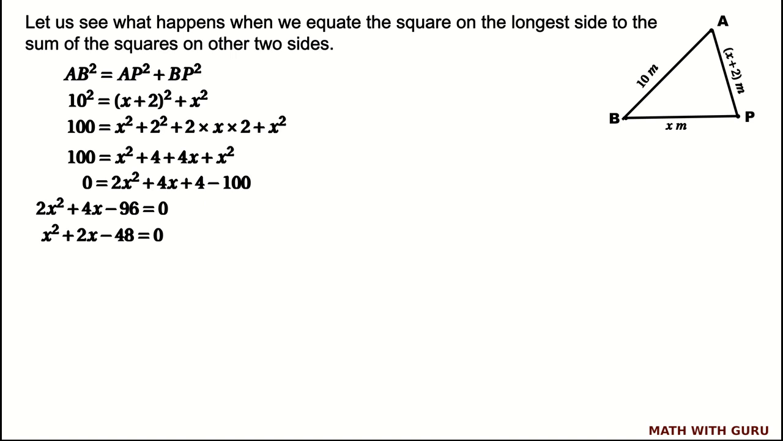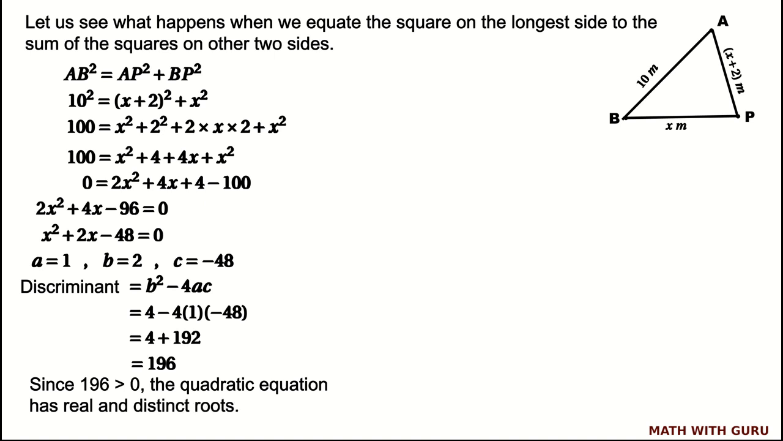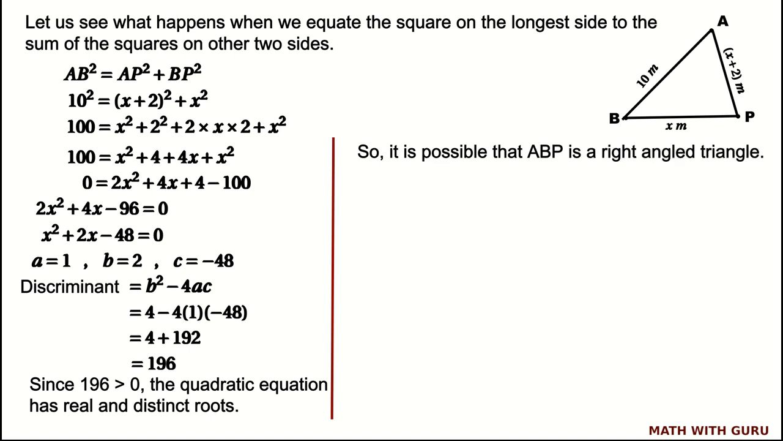Here we have a quadratic equation. Let us find the discriminant of this equation. a equals 1, b equals 2, c equals minus 48. Discriminant equals b squared minus 4ac, which is 4 minus 4 into 1 into minus 48. 4 plus 192 is equal to 196. Since 196 is greater than 0, the quadratic equation has real and distinct roots. So, it is possible that ABP is a right angled triangle.